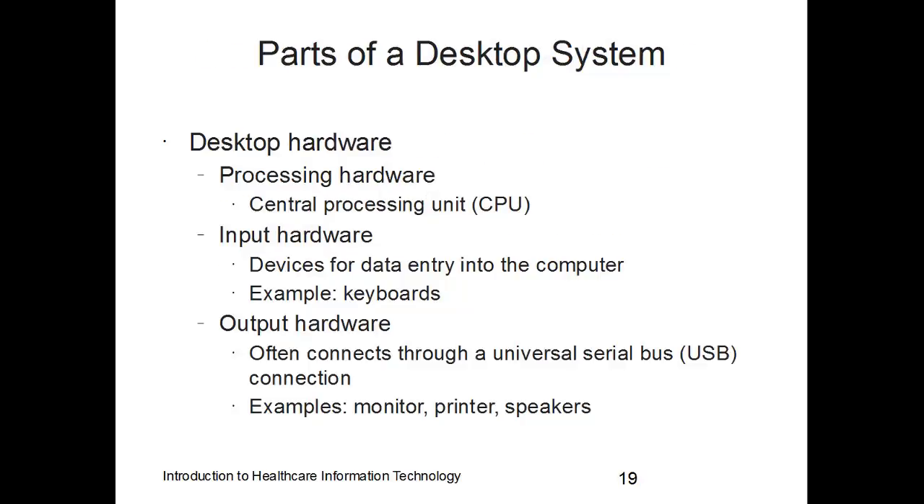When it comes to the hardware, you have the processing hardware. The actual heart of the machine would be the CPU, the central processing unit. You have the input hardware, the devices that are used for data entry into the computer, such as the keyboard. You have the output hardware. This often connects through a USB, the Universal Serial Bus connection. This hardware could include speakers, printers, monitors, and so on.